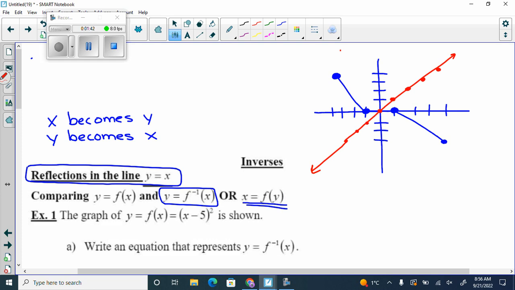People are really good at realizing that 1, 1 is the same. If I flip it, it's still 1, 1. If I have negative 1 and I flip it, it's negative 1, negative 1. It doesn't change. We agree?